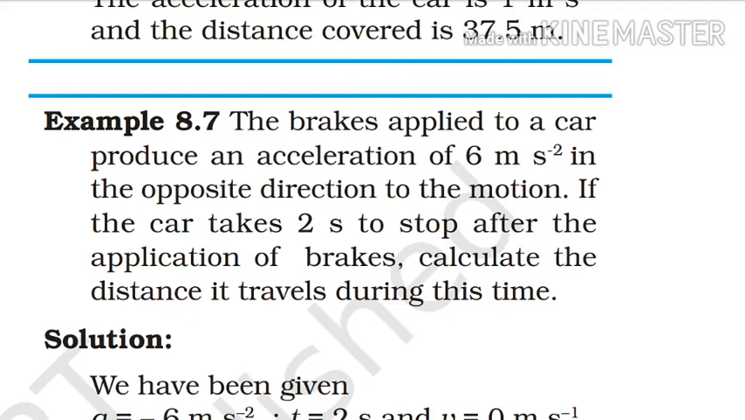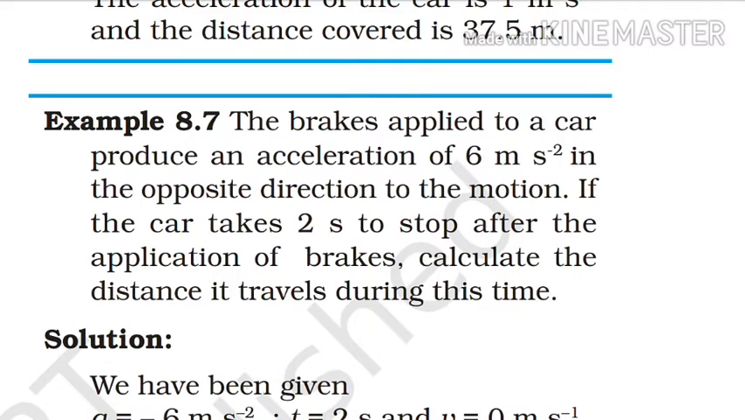Since the brake is applied to the car, the acceleration will be negative. It means the final velocity will be smaller than the initial velocity. So if the car takes 2 seconds to stop, then t equals 2 seconds, after which the speed of the car becomes 0 meter per second. After application of the brake, calculate the distance traveled by the car during this time.